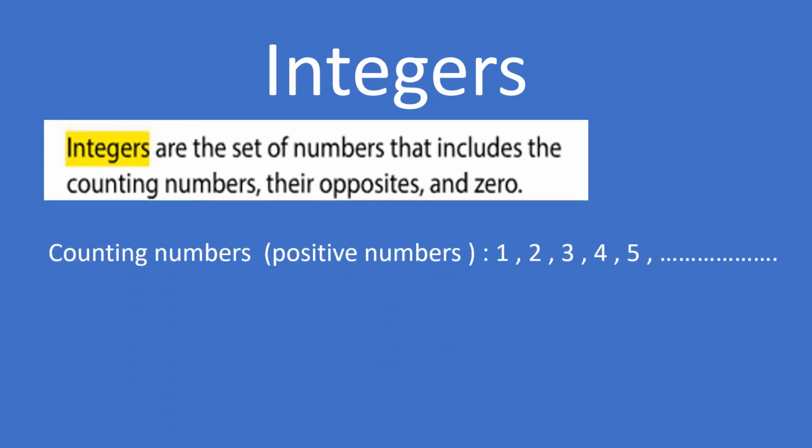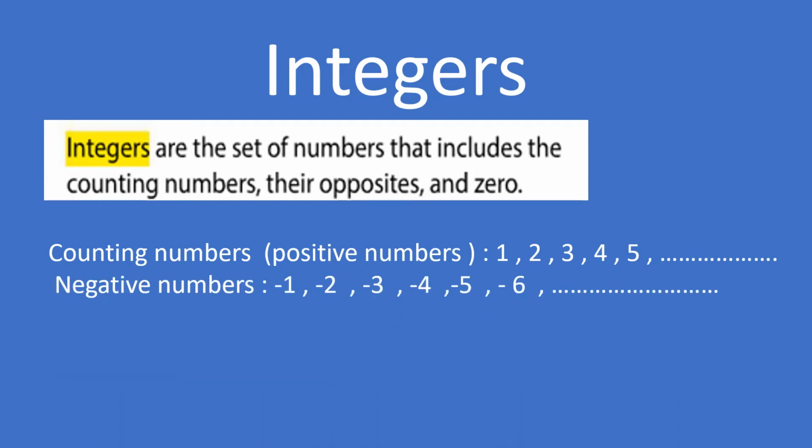So as I said, the integers are the set of numbers that includes the counting numbers and their opposites and 0. So the counting numbers here are called positive numbers, which are 1, 2, 3, 4, 5, and so on, of course, as you know. Then the negative numbers, which are below 0, which are less than 0, which are -1, -2, -3, -4, and so on. And of course 0 is an integer number.